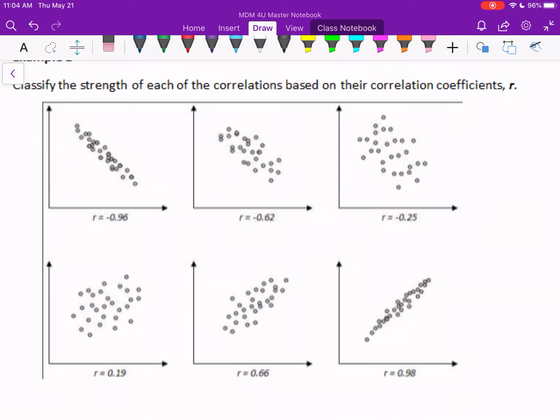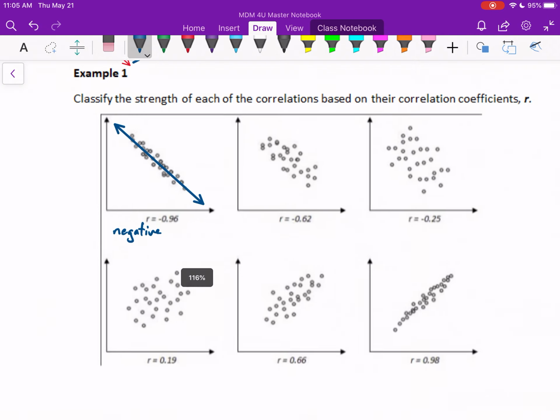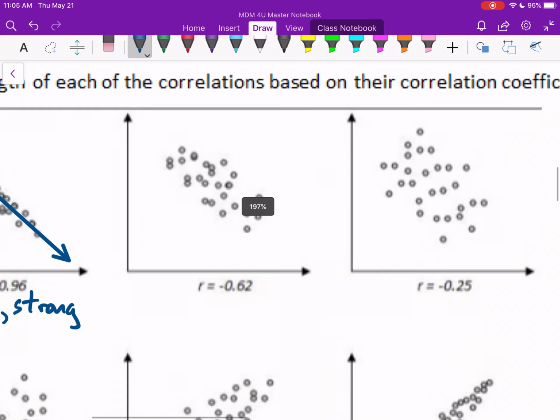So the first one, the dots are all tightly grouped together, and they're heading in a downward direction from left to right. So it's negative. Definitely the first thing that jumps out to me is that it's negative, but that it's strong. So it's not perfect. My line isn't touching some of the dots. As you can see, it's touching some of them, but even the dots that it's not touching, they're all very close to the line. So it's a strong correlation. And as you can see, the R value is negative 0.96, so that confirms that.